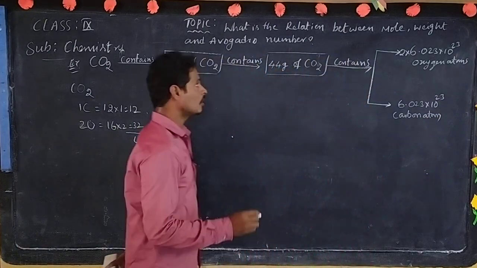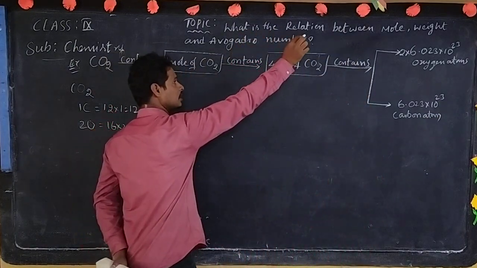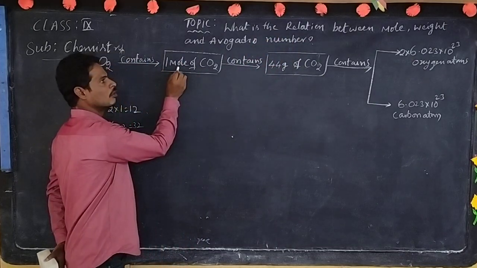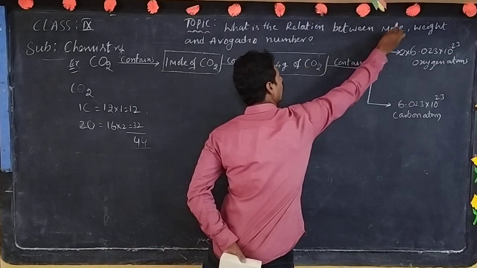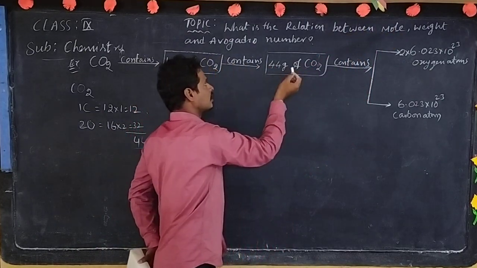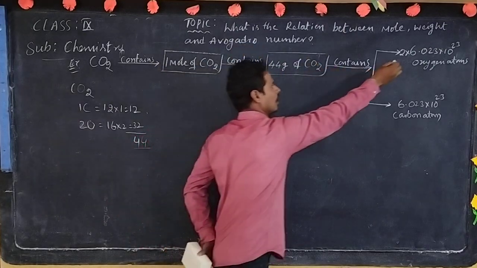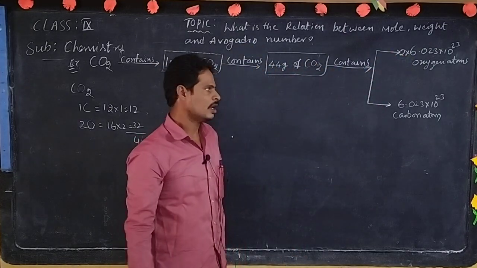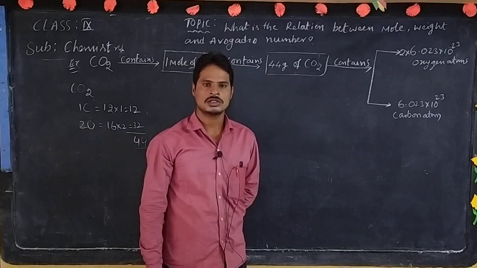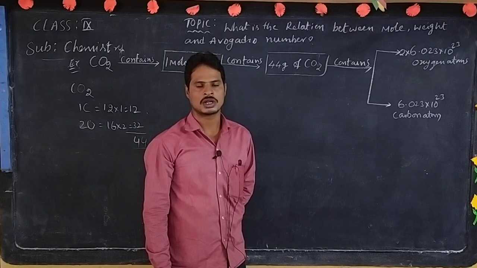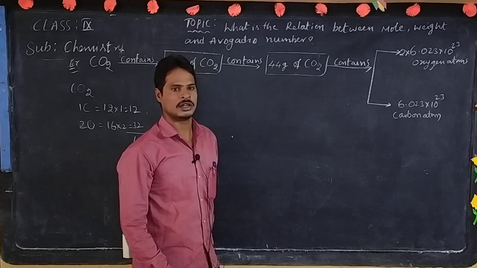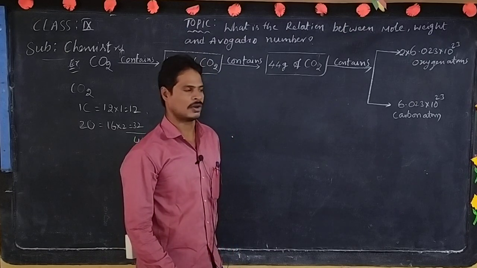So here check it. What is our question? What is the relation between mole, weight, and Avogadro number? Here first one is mole. Next, second one, weight. Next, the relation, Avogadro number. Next, again, oxygen contains electrons, protons, neutrons, nucleons. So how many electrons are there in an oxygen atom? We can find out.